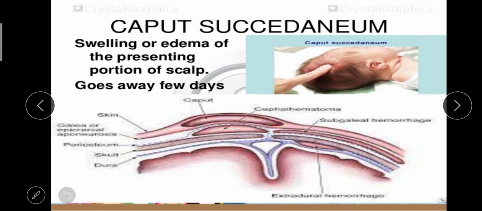Next one is caput succedaneum. Swelling or edema of the presenting portion of the skull is called caput succedaneum. Okay, and it goes away within a few days. So while delivering, if there is any swelling or edema in the presenting part, meaning the part which comes first during delivery, that is called the presenting part. It may be the head, it may be the buttocks. So in case of the head, if there is any pressure on it, it may cause swelling and edema, which is called caput succedaneum.